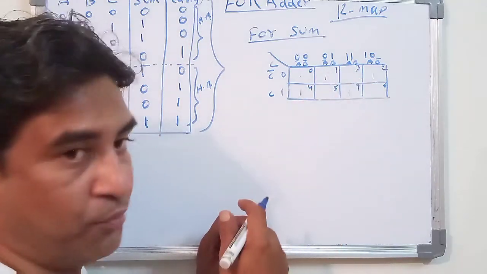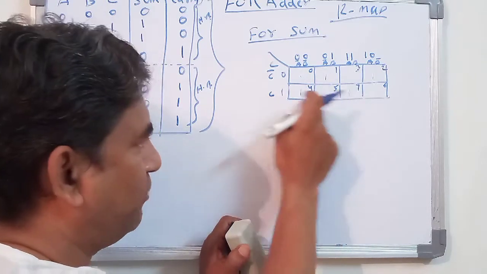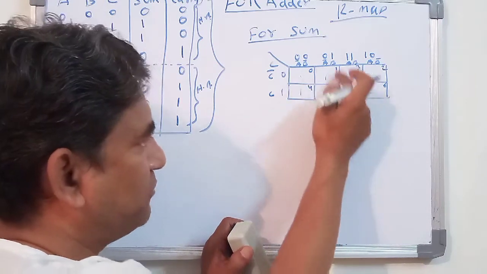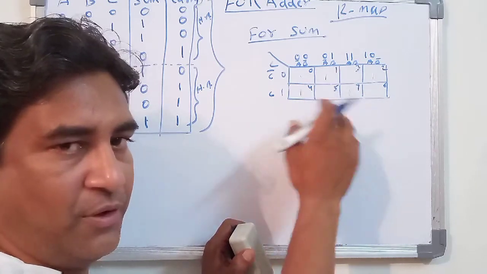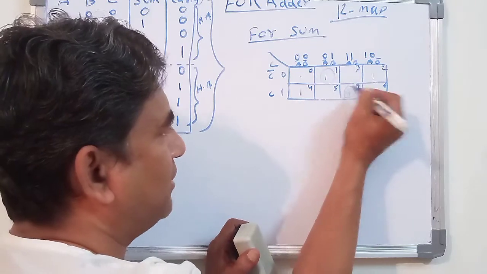Now you have to make the groups. Suppose here there is a 1, then this group is possible, this group is possible, and this group is possible. But here no grouping is there, only single groups. So you just mark the circle like this.